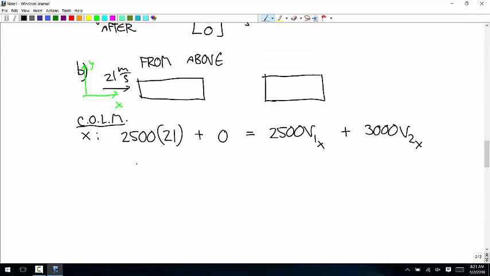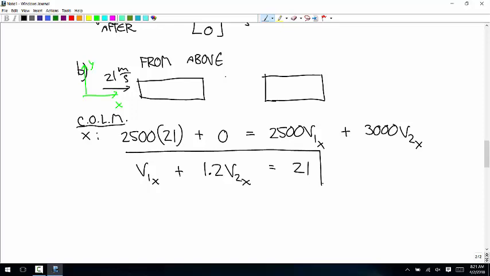We can write this as, well, divide everything by 2,500, and you get v1x plus 1.2 v2x is equal to 21. With me on that?